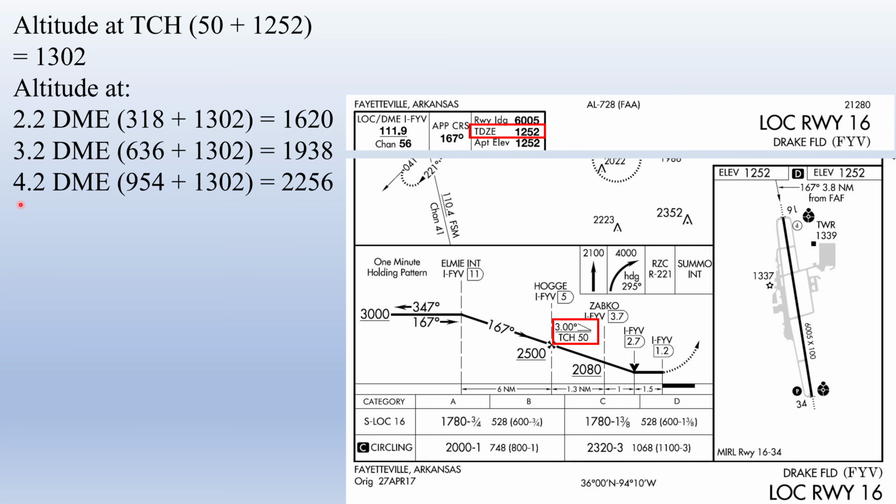4.2, we're at 3 nautical miles away from the runway threshold, so we should be at 2256. And again, we don't need a 5.2 because the final approach fix is located at 5 DME, so it's not quite 4 miles away from the runway threshold.